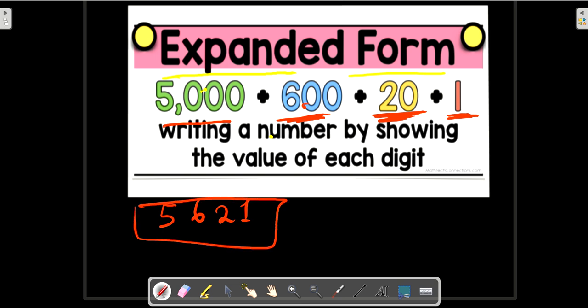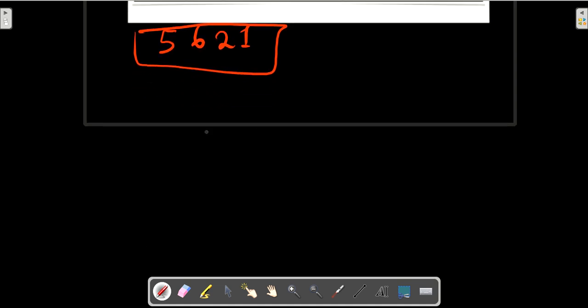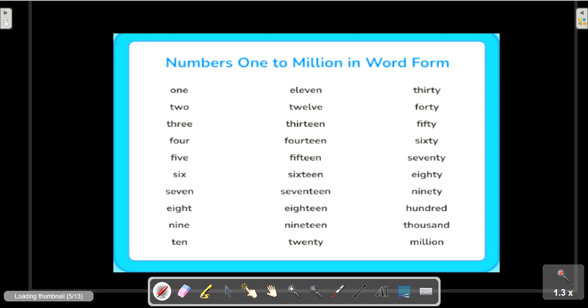We could also try to expand some numbers that are already in the standard form and write them in the expanded form. For example, we could have the number 8,752, and this is going to be 8,000 added to 700 added to 50 added to 2. So for you to do this expanded form, all you need to do is understand the place values of each digit. This is in the thousands, so that's why it's having 8,000. This is in the hundreds. This is the tens, and this is the ones or units. Okay, let's keep going.